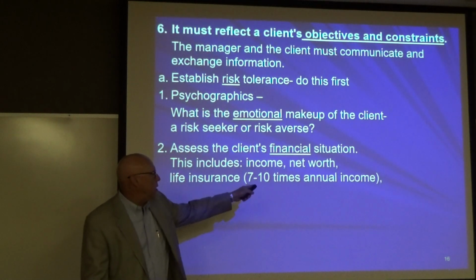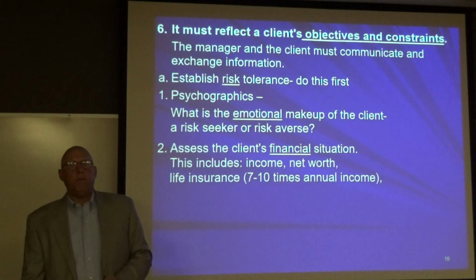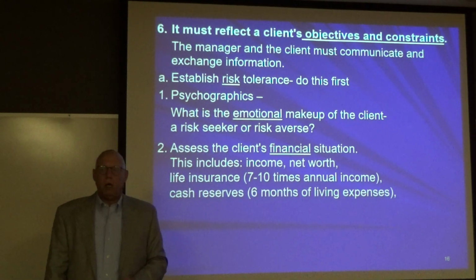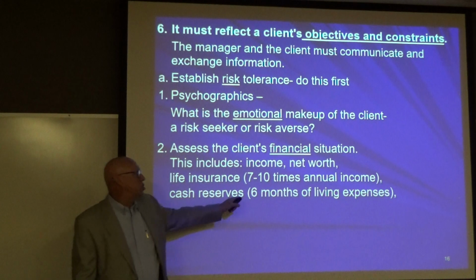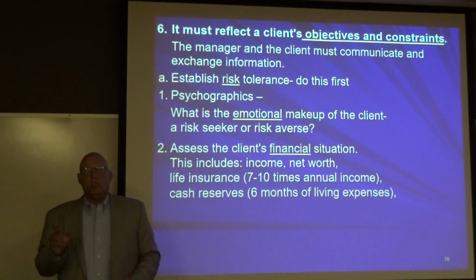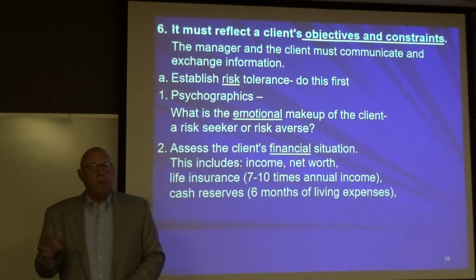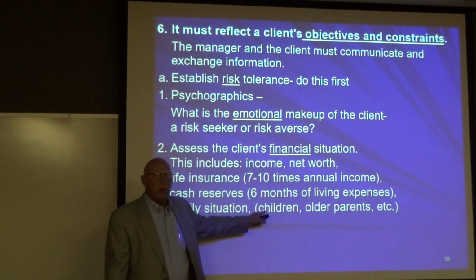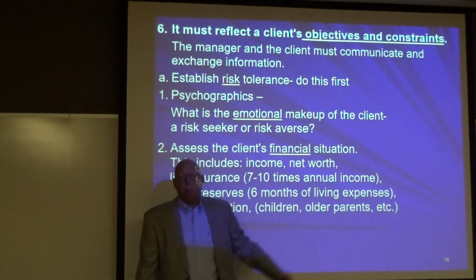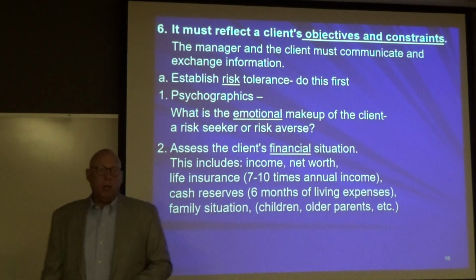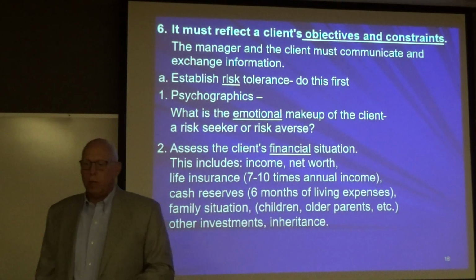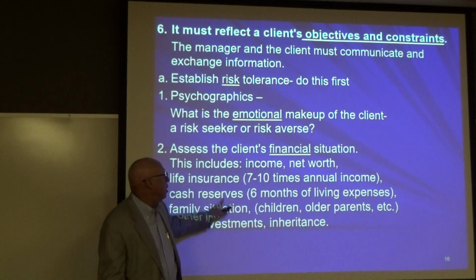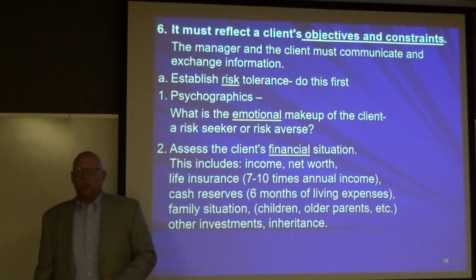There's a little rule of thumb: your life insurance death benefit should be 7 to 10 times annual income. Okay. Cash reserves, at least 6 months of living expenses in a safe, liquid account before you start investing. Okay, their family situation, children that depend on them, older parents that may depend on them. Okay, charitable giving that may depend on them. Okay, other investments and inheritance. So these are the things that play into the financial circumstances.